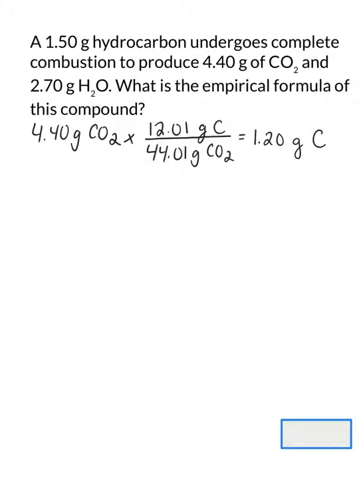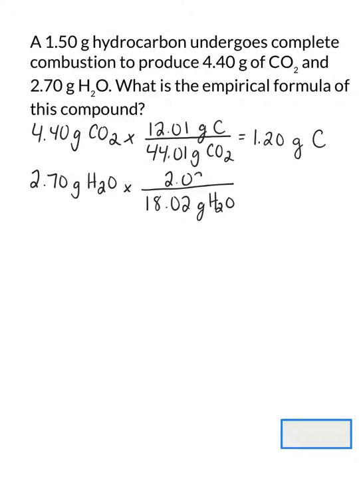Right? We can do the same thing with the water. We're going to take the 2.70 grams of H2O. On the bottom, we're going to have the molar mass of the water, 18.02 grams. And on the top, notice for every 1 molecule of water, we actually have 2 moles of hydrogen. So instead of using the molar mass of hydrogen, 1.01, we need to multiply that by 2. So we get 2.02 grams of hydrogen. So in this amount of water, we end up having 0.30 grams of hydrogen.